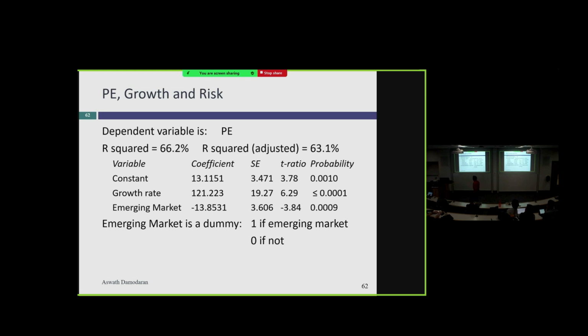Second, on the growth rate, 121.22. Give me an intuitive, at least, explanation of what that tells me about the link between PE and growth. Every 1% increase in the growth rate? It's 0.66% increase in. Why 0.66? Sorry, it's 1.21. So every 1% increase in the growth rate, so if your company has a 5% growth rate higher than mine, your PE ratio should be roughly 6 higher than mine, 5 times 1.21.